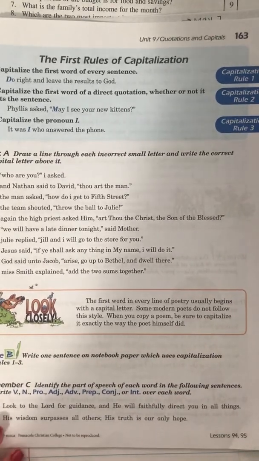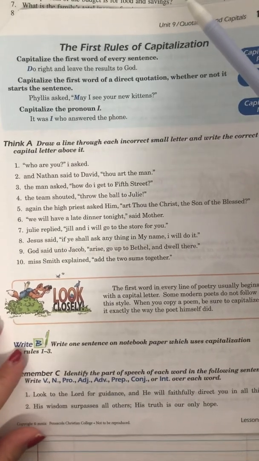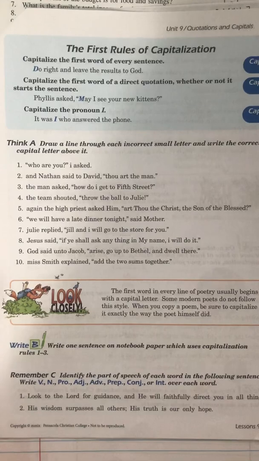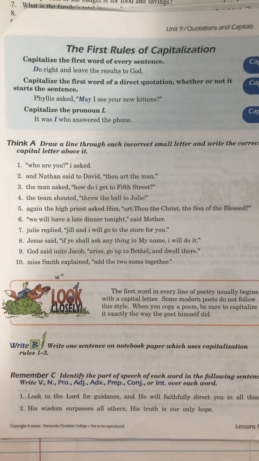So what you're going to do on Think A is draw a line through each incorrect small letter and write the correct capital letter above it. We do this a lot when we do our editing and spelling, but it's the same concept. If you see that there's a letter that should be capitalized, mark a little line through it and then write the correct capital letter. I'm going to do the first one with you.